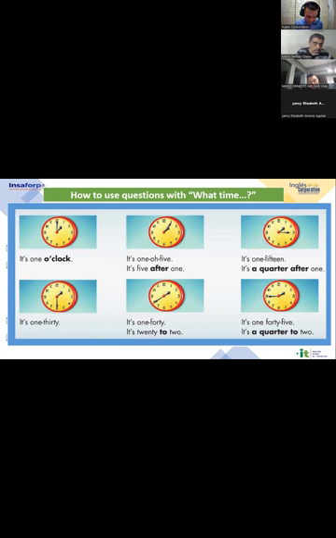Okay, what time is it? Claudia, are you ready? Hola. What time is it? It's 9 o'clock. 9 o'clock, yes. Very good. Dago, what time is it? It's 9:10. Oh, you can say 10 minutes after 9, right? The two options: 9:10, or 10 minutes after 9, right? Thank you very much.